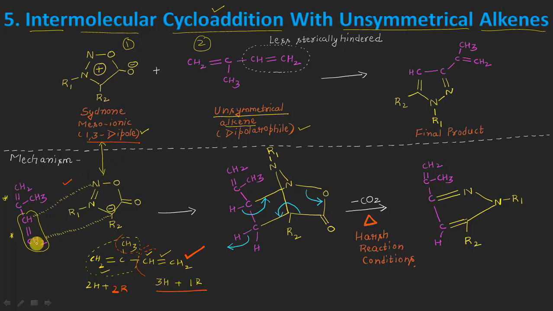Moreover, out of this carbon and this carbon of this less sterically hindered double bond, this carbon atom is still less sterically hindered, so the negative end of the dipole will be interacting with this carbon atom here, resulting in the formation of a bond like this. And this will be interacting with the positive end of the dipole, which is the nitrogen atom in this case, resulting in the formation of a new bond, which you can see here. It is this bond here, right? And now we will be getting this type of cyclic adduct in this reaction with unsymmetrical alkene, and this is an intermolecular cycloaddition.